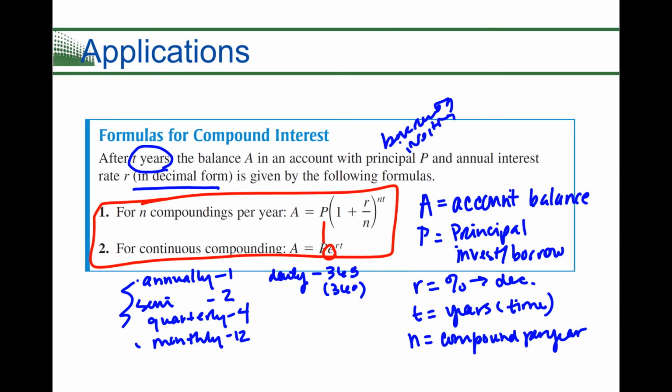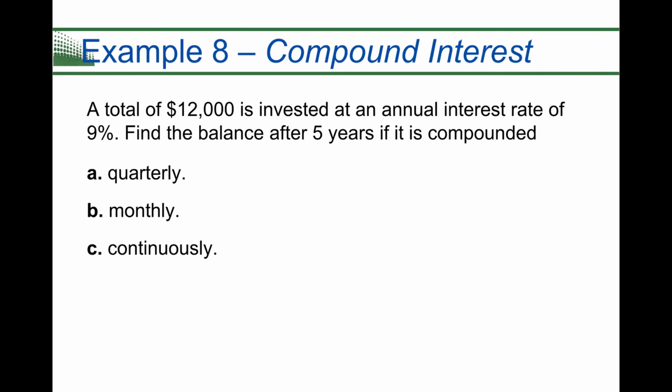E is the natural base E, and then RT is still your rate and time. Okay, so it has fewer variables, but they mean the same as you encounter them. So here's a problem. A total of $12,000 is invested at an annual interest rate of 9%. Find the balance after 5 years if it's compounded quarterly, monthly, continuously.